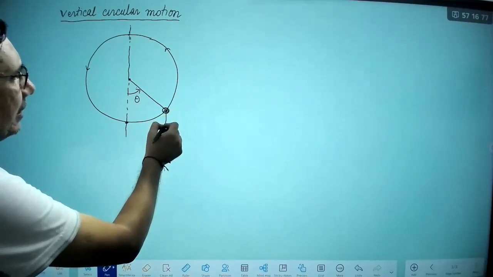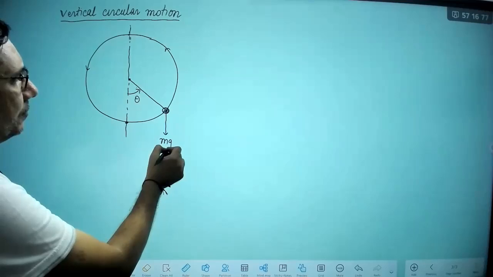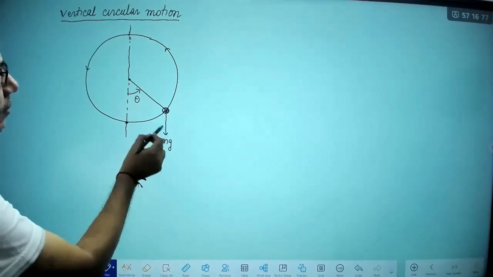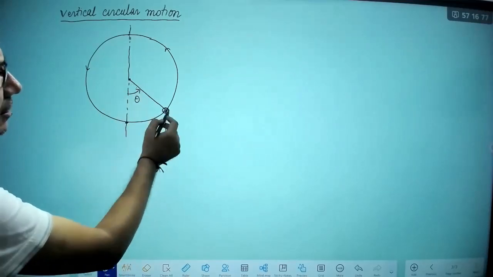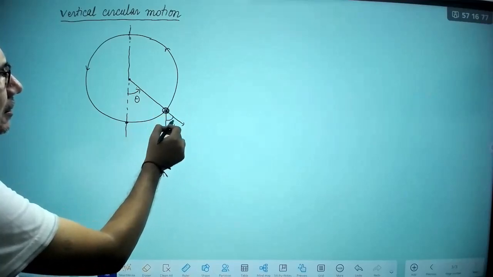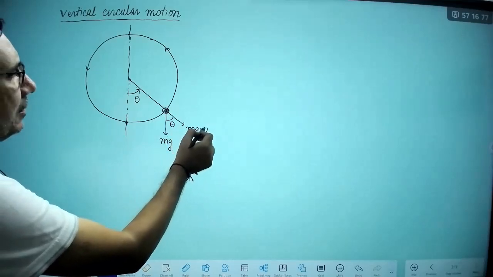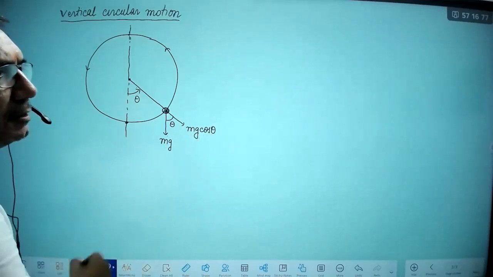Then the weight acting in the downward direction will be mg. A component of the mg will be along this direction, with theta here. So this will be mg cos theta. How much will it be? This will be mg cos theta.